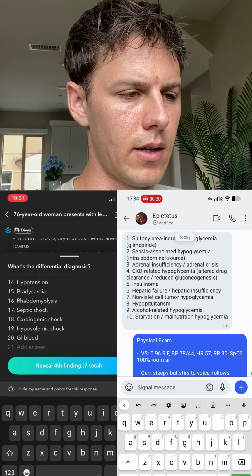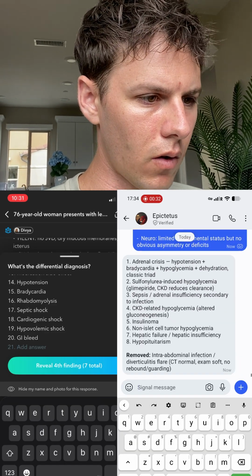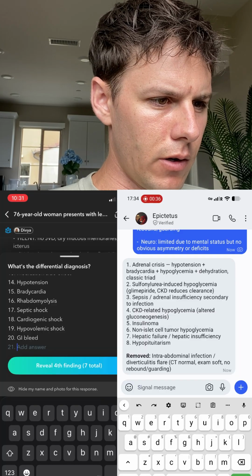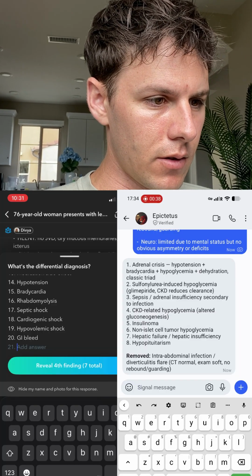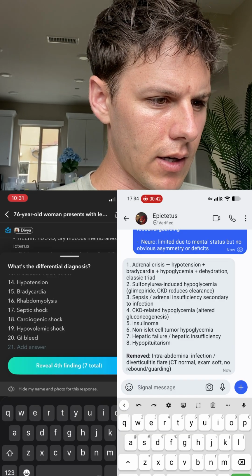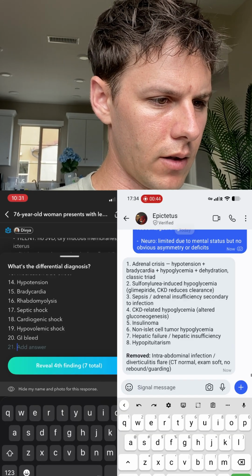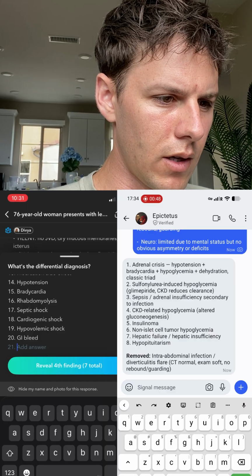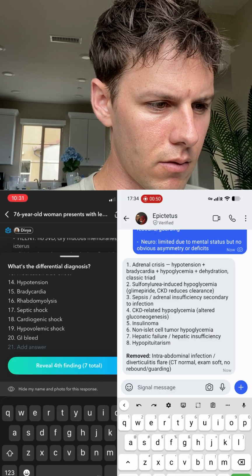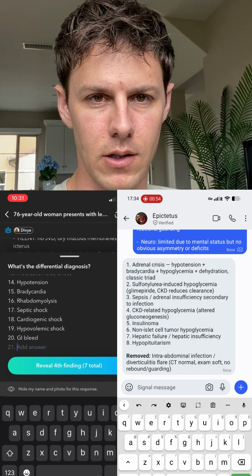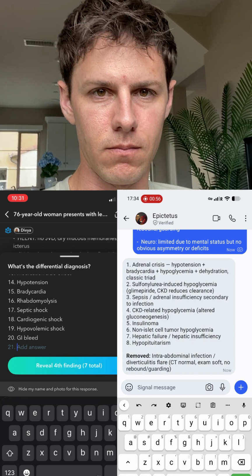Let's see what the AI says after the physical exam portion. Adrenal crisis, sulfonylurea-induced hypoglycemia, sepsis, CKD-related hypoglycemia, insulinoma, non-islet cell tumor hypoglycemia, hepatic failure, hepatic insufficiency, hypopituitarism, and removed intra-abdominal infection based off that, I guess. All right, let's see what the next aliquot shows.